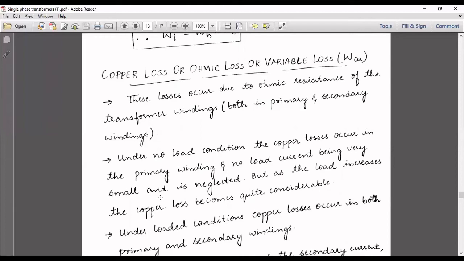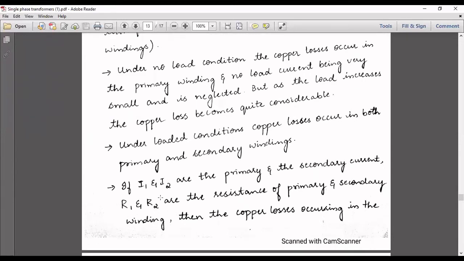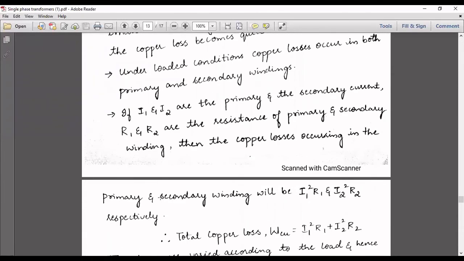Therefore, under the loaded conditions, copper losses always occur in both primary and secondary windings. If I1 and I2 are the primary and the secondary currents, then R1 and R2 are the resistances of the primary and secondary windings. So the copper loss occurring in the primary and secondary windings will be I1 square R1 and I2 square R2 respectively, where I1 is the current flowing in the primary circuit, R1 is the resistance of the primary winding, I2 is the current flowing in the secondary circuit, and R2 is the resistance of the secondary winding.